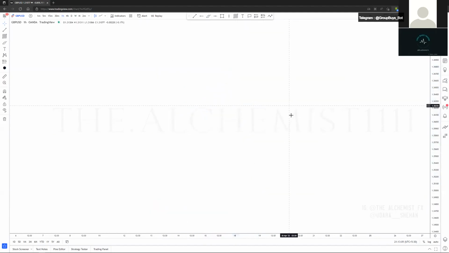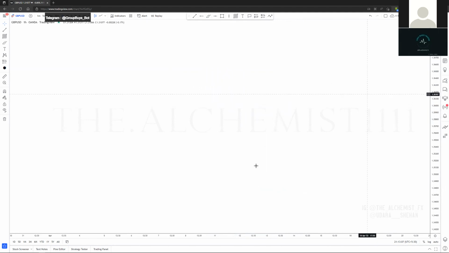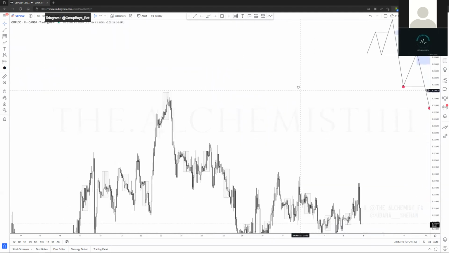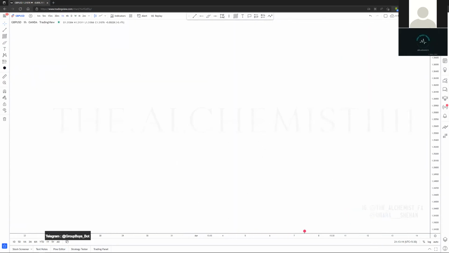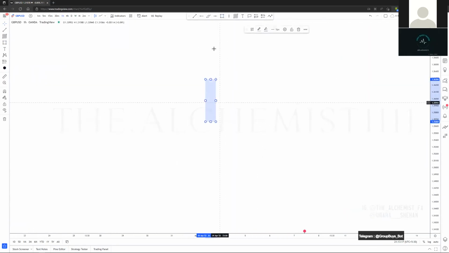Now let's talk about a rejection block. A rejection block is a candle, a wick. Okay, a rejection block is a wick, so something like this. Now let's talk about wicks. So now I'm gonna draw a bearish candle.